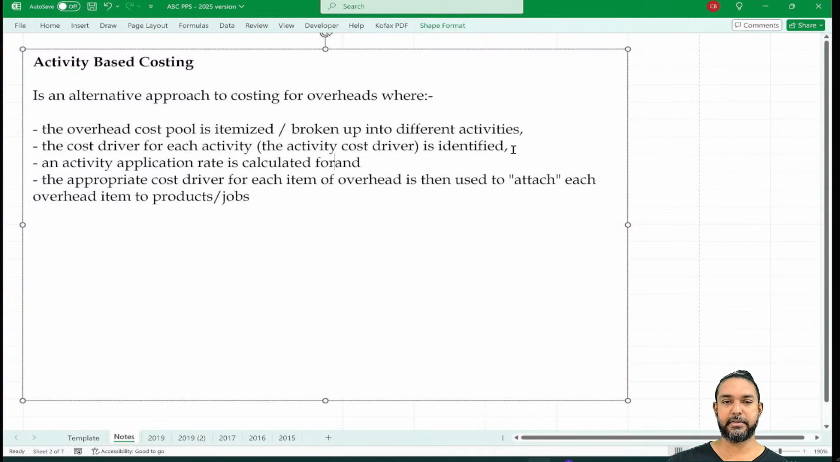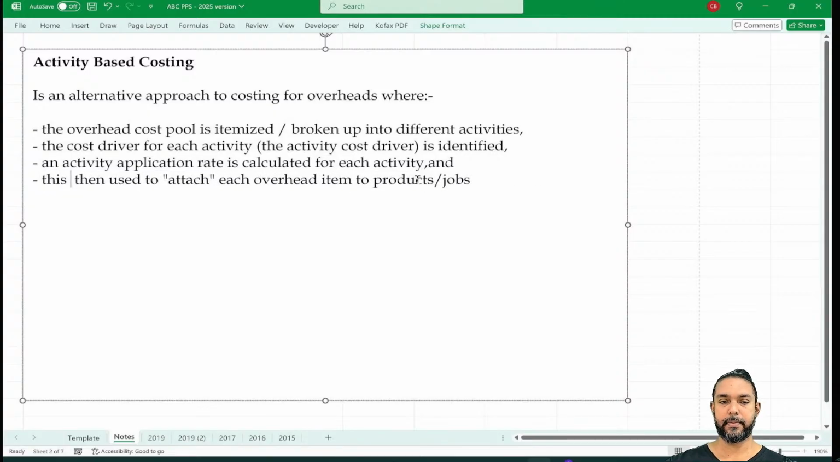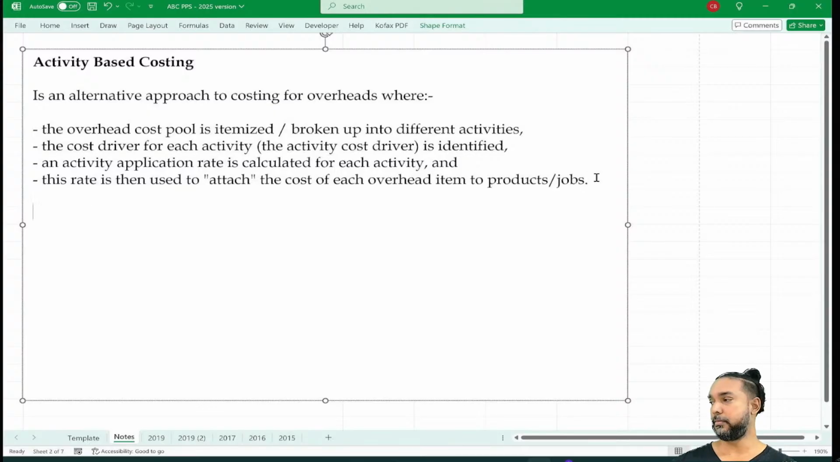An activity application rate is calculated for each activity, and this rate is then used to attach each overhead item to costs here. Right, okay, yeah, that was what was missing from the notes last year. Okay, that's interesting.